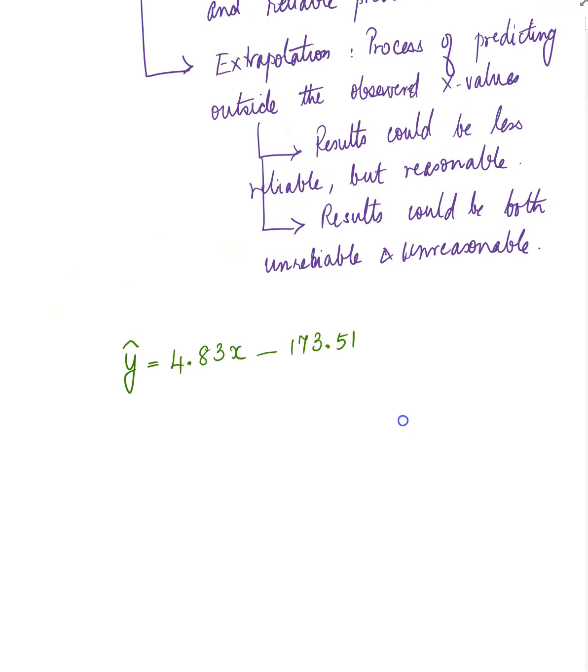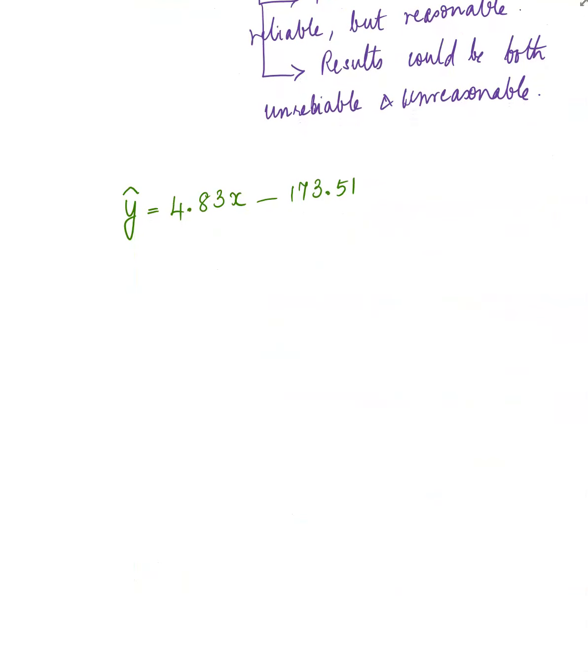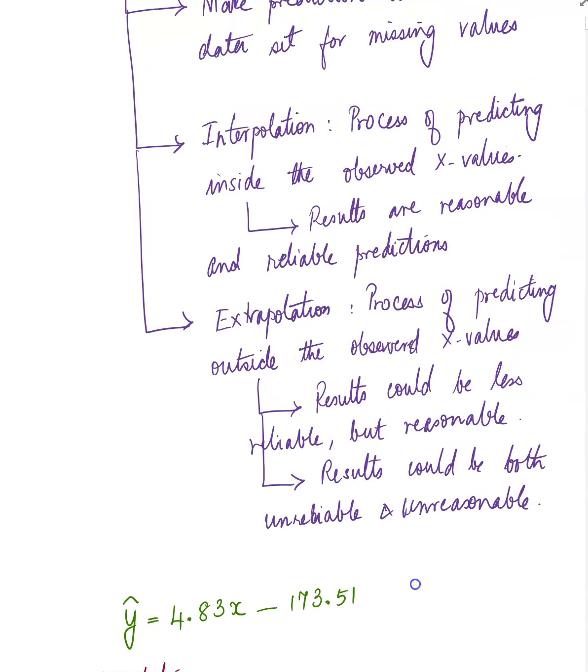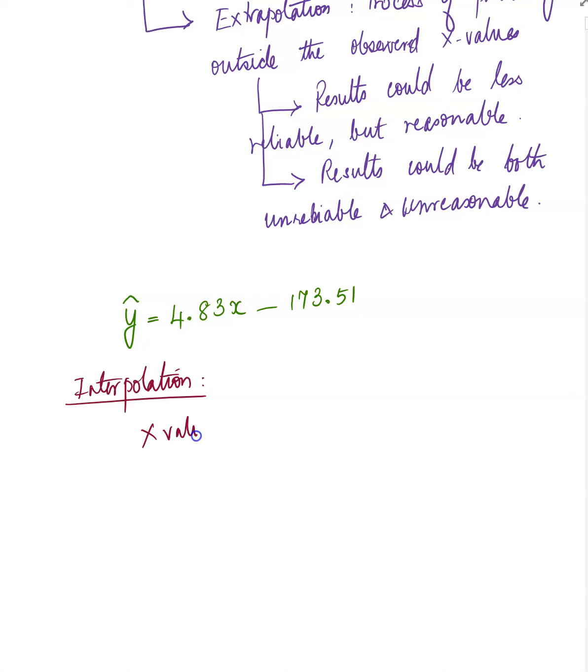So we have two kinds, right? We just saw interpolation and extrapolation. So I want to start with interpolation. Interpolation is a process where you predict inside the observed x values. The x values, we saw, ranged from 65 to 75.5. So you have to stay within these x values, and for anything that's missing within these x values, that is what we will interpolate.